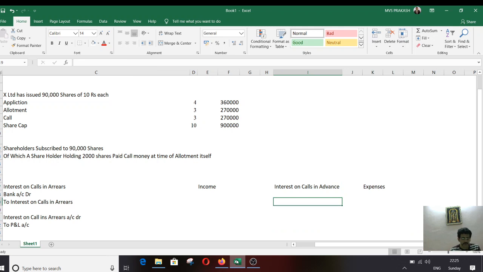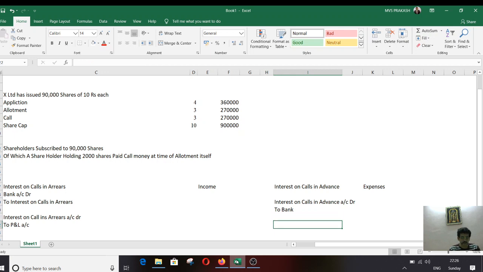So what will I do? Interest on calls in advance account debit. As you are making a payment to the bank, whatever amount of interest you pay, I will consider it as my expense and debit interest on calls in advance, and I will credit my bank account because the amount is paid. Then at the end of the year, what do I need to do?